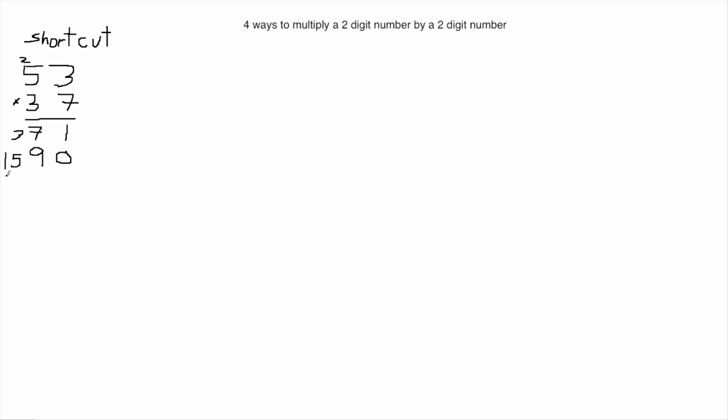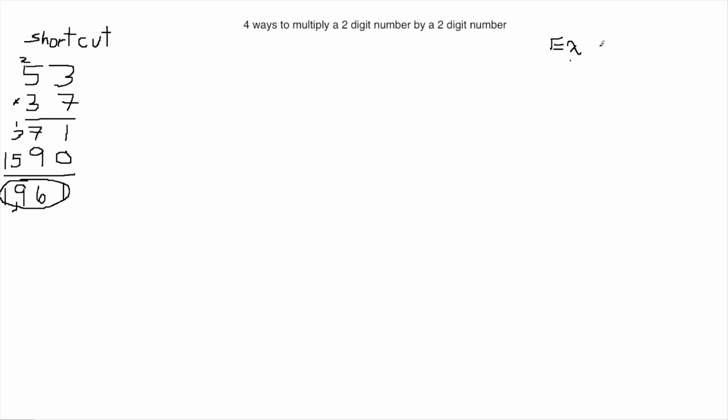And now we add the partial products. We have a partial product here and a partial product here. 1 plus 0 is 1. 9 plus 7 is 16. Carry the 1. 5 plus 3 is 8, plus 1 is 9. And 1 plus nothing is 1. So the answer is 1,961.